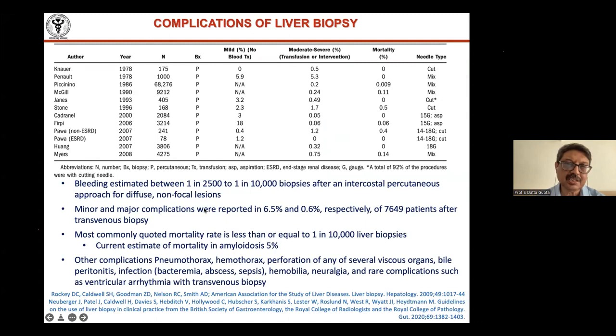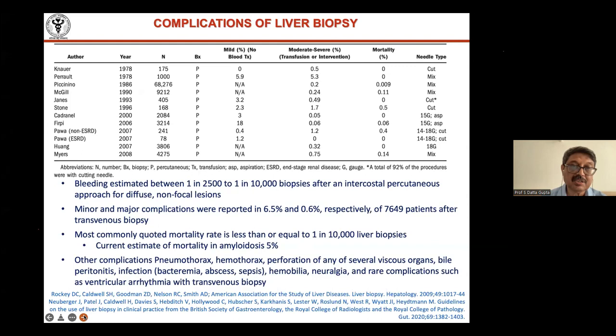And minor and major complications are actually less than 10%, and major complications are less than 1% in most cases. Certain diseases like amyloidosis, where there's a lot of deposit of the amyloid, can result in an increased propensity to bleeding. And of course, if you poke your needle into a hemangioma, it's going to bleed much more. The other complications are pneumothorax, hemothorax, perforation of any other organ, and so on and so forth.